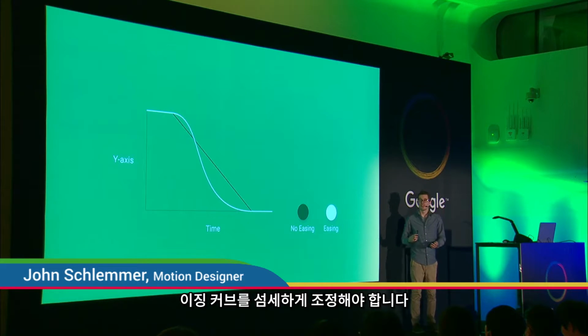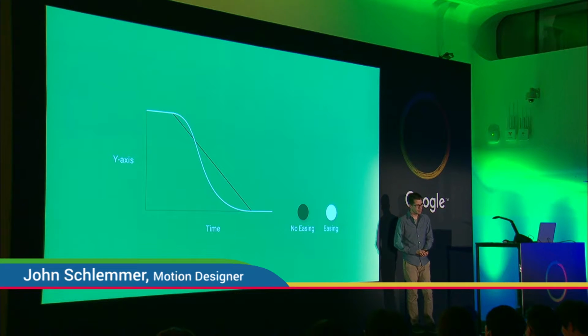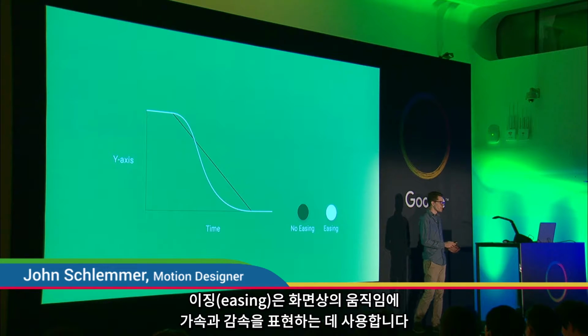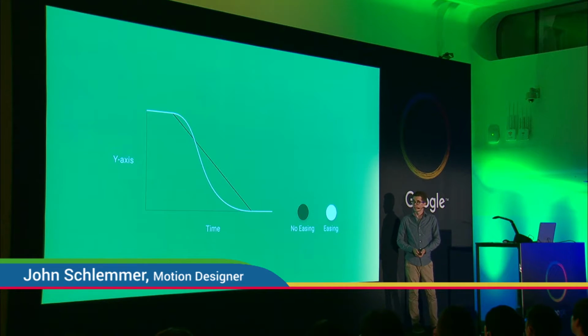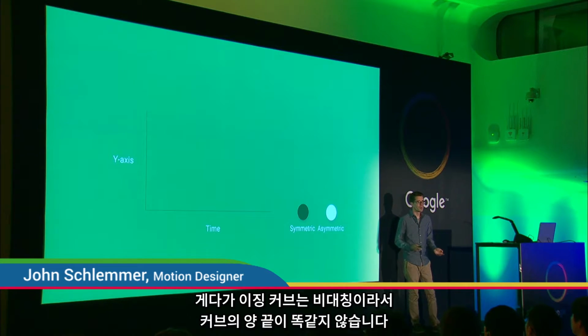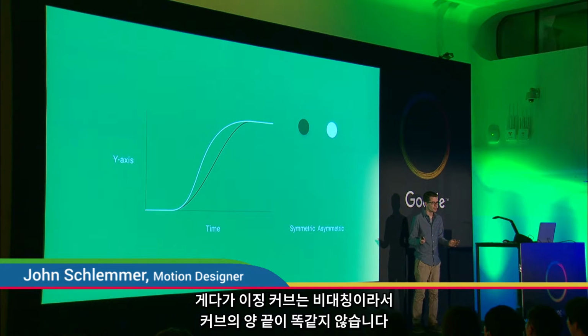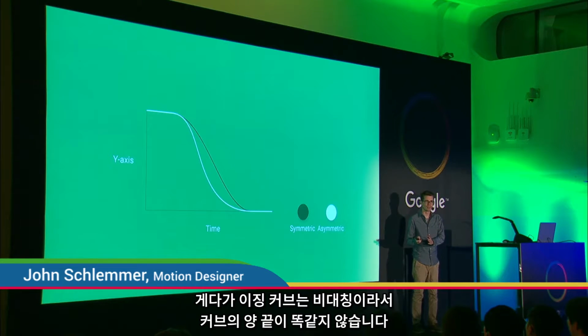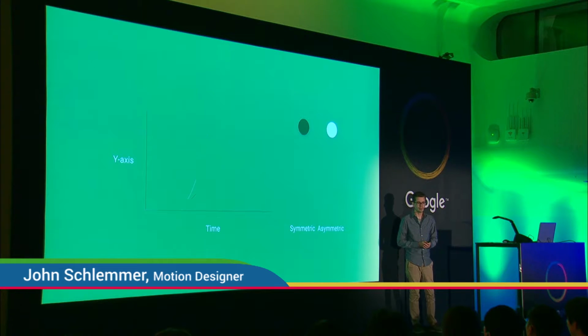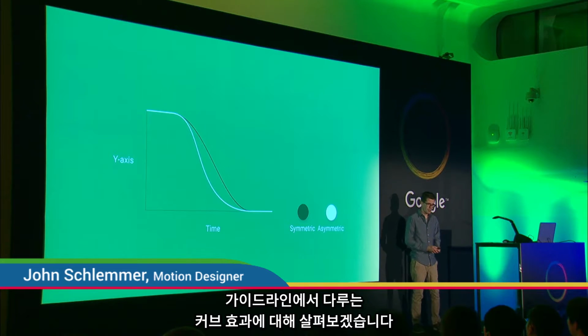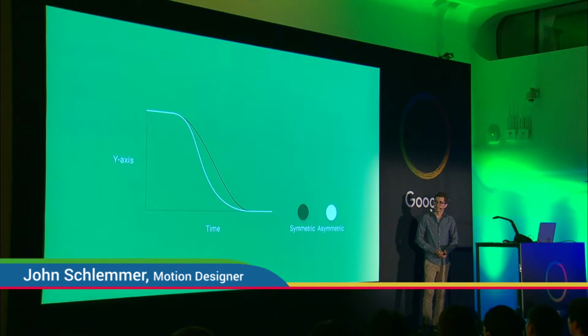This is where our fine-tuned easing curves really come in handy. Easing is used to add acceleration and deceleration to any type of movement on the screen. What's more, our easing curves are asymmetrical. This means that each end of the curve is slightly different from the other. Let's see how this affects some of the curves that we cover in our guidelines.